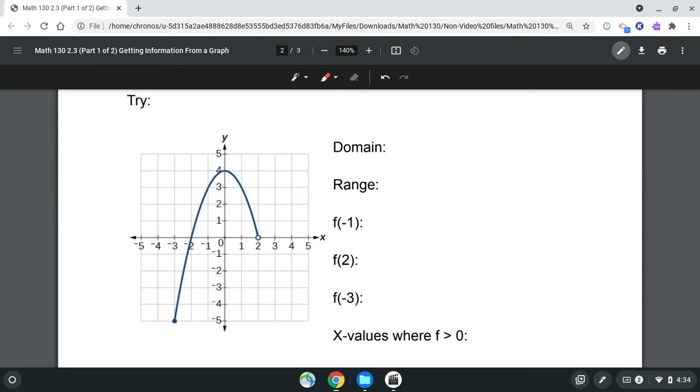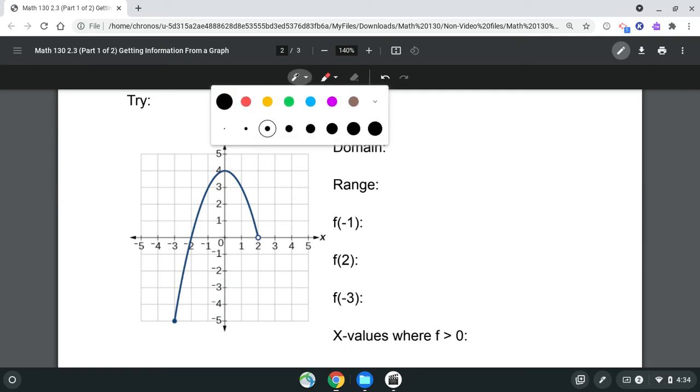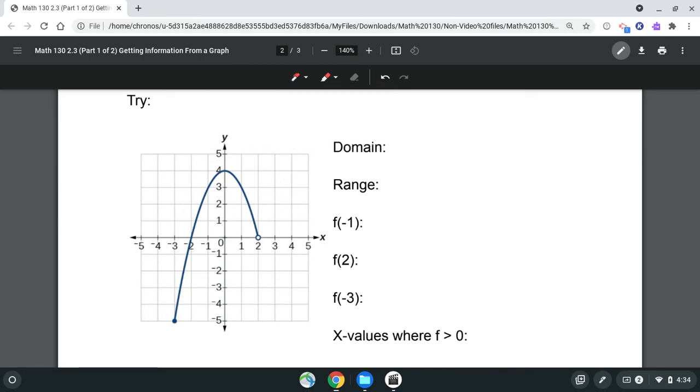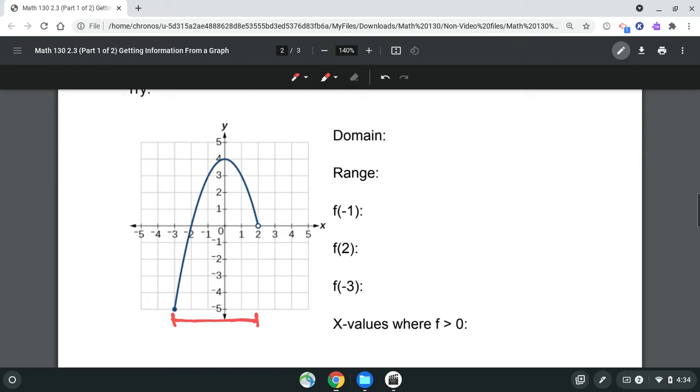Okay, so the domain here, we can see, I'll use red again. Okay, so our domain goes from here all the way to here, but that's an open point. That one's clearly an open point, so you shouldn't have any problems figuring that out. Okay, so this one's our domain.